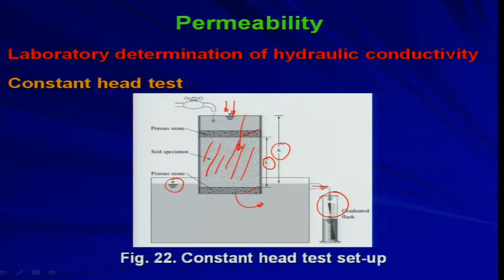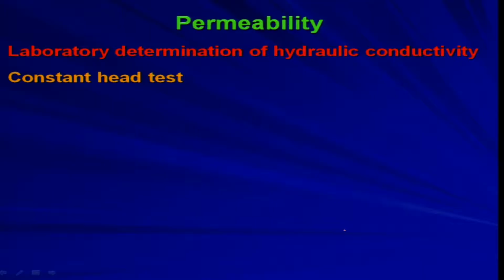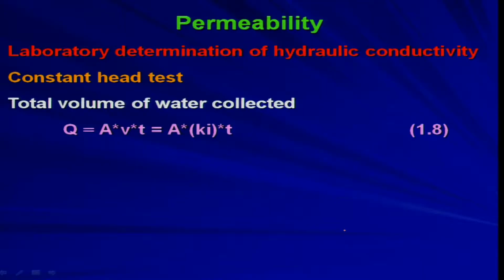So, what are the things you need to find out? This head, the head difference between the entry level and the exit level, the length of the soil specimen, and how much water you are collecting in the graduated flask, that means the quantity at some particular time. These are the things you need to observe in the laboratory. Based on that, the expressions can be derived like that.